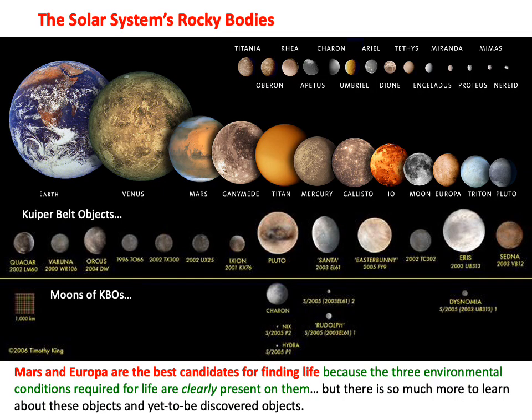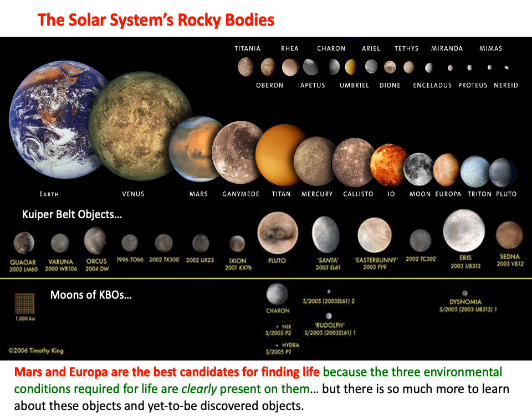So this brings us to our final slide for the lecture. It is basically a comparison of many of the objects in the solar system that are small and rocky, if you will. Of course, we have Earth and Venus and Mars, and then we have Ganymede from Jupiter and Titan from Saturn, then the planet Mercury, then Callisto from Jupiter, and Io from Jupiter, and then our own moon, and then Europa from Jupiter, and Triton around Neptune, and then Pluto. So those last two being sort of Kuiper Belt dwarf planets, one being a captured moon.